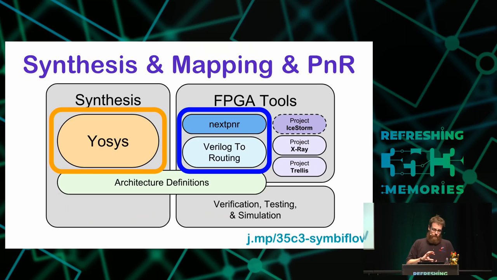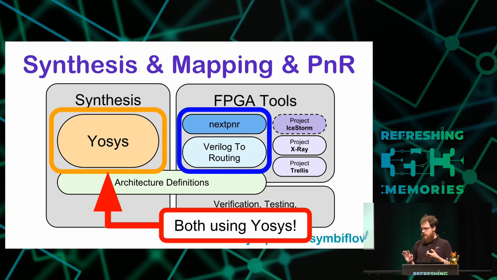As part of doing the mapping and place and route, you need support in both Yosys and one of the place and route tools. Both the place and route tools use Yosys as a front end, so you're going to need support in Yosys to be part of the SymbiFlow toolchain.